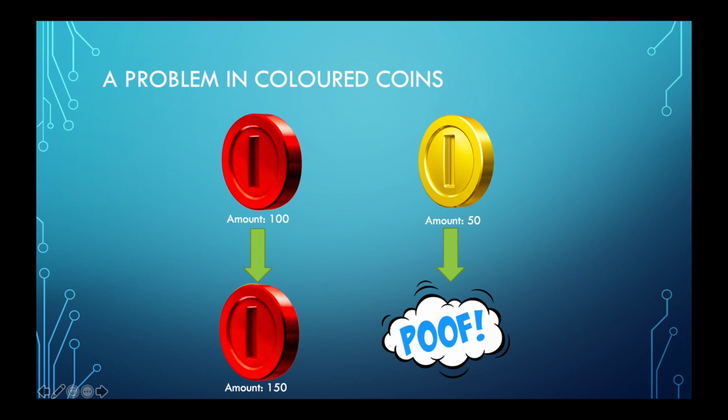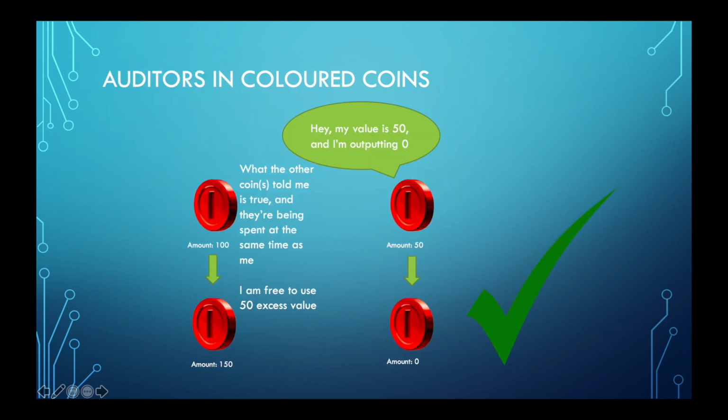So what's the fix? The solution is auditing. You pick one of the coloured coins that is being spent in the transaction and designate it to be the auditor. And then all of the coloured coins that are being spent communicate with the auditor and let them know what they're spending and what their output is. This is fact-checked by using ephemeral coins, which I'll discuss in a moment, and if what they're saying is true, and the output amount total is equal to the input amount total, then the transaction is valid.